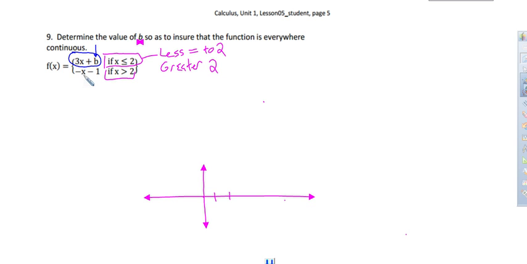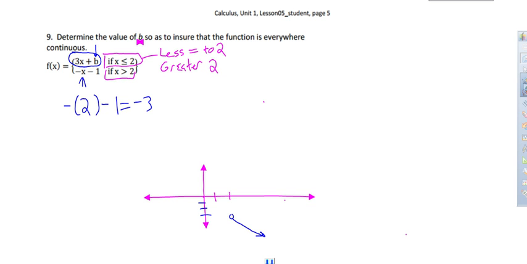But can we plug in 2 for the second equation? So we have negative 2 minus 1, and so that would equal, of course, negative 3. So we know that when we're greater than 2, we're going to be down here at negative 3. And so I will indicate that with an open circle, and the slope would be down 1 over 1. So it's going to look something like this, approximately. And we need to match these two things up.